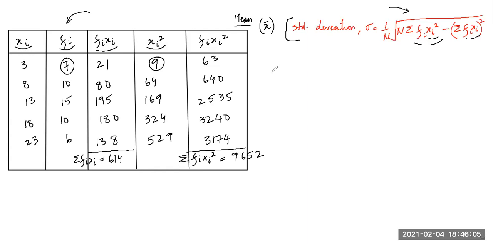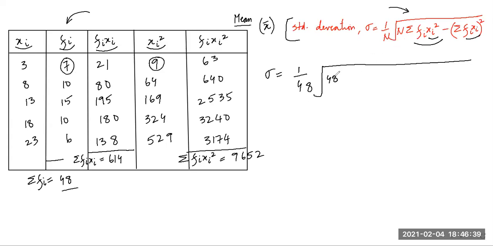Okay, so students, once we have done this, we know standard deviation would be equal to 1 by n. What is n? N is summation fi, total frequency. So students, if you add this, what is it? 48. Okay, this is 48. So 1 by 48. Now it will be under root of n multiplied by, so n is 48.